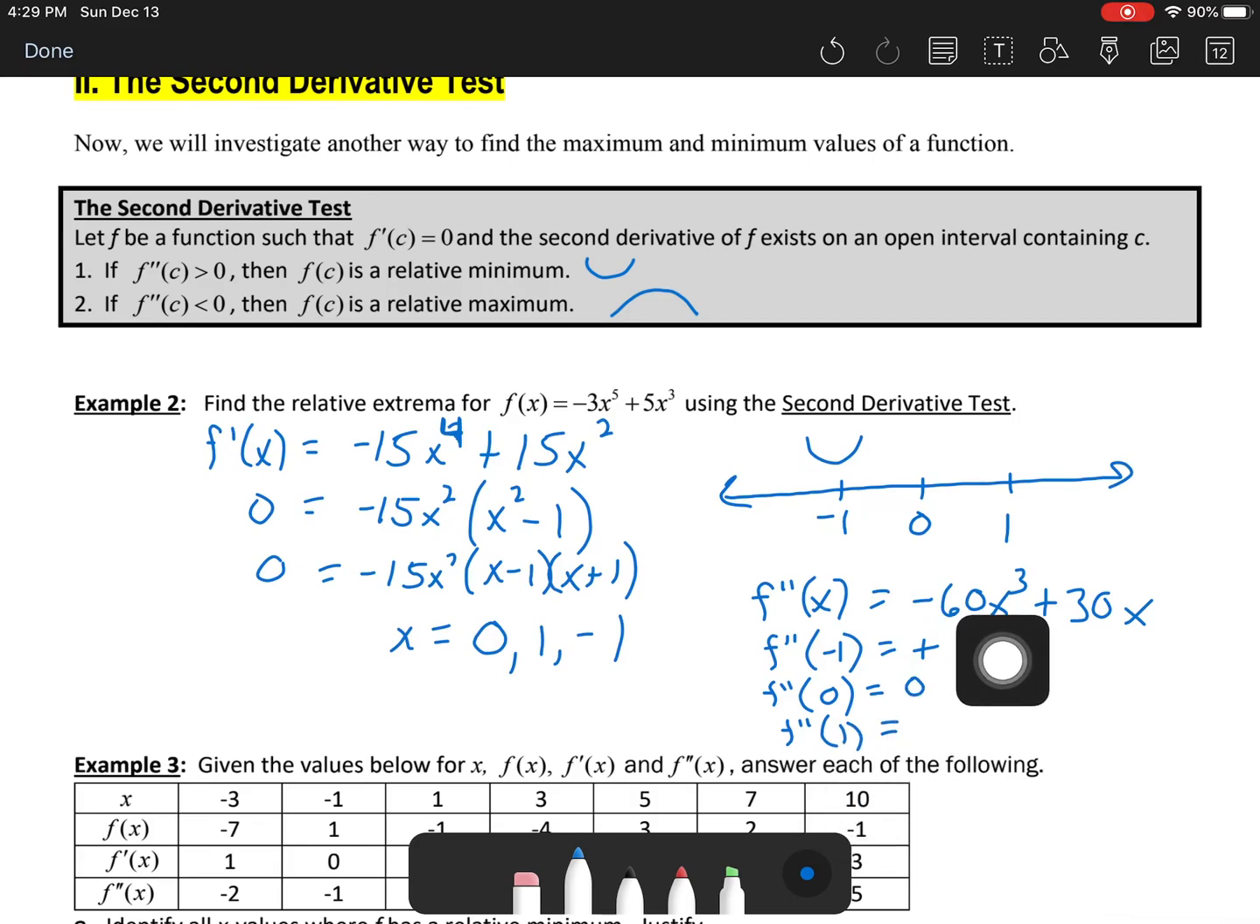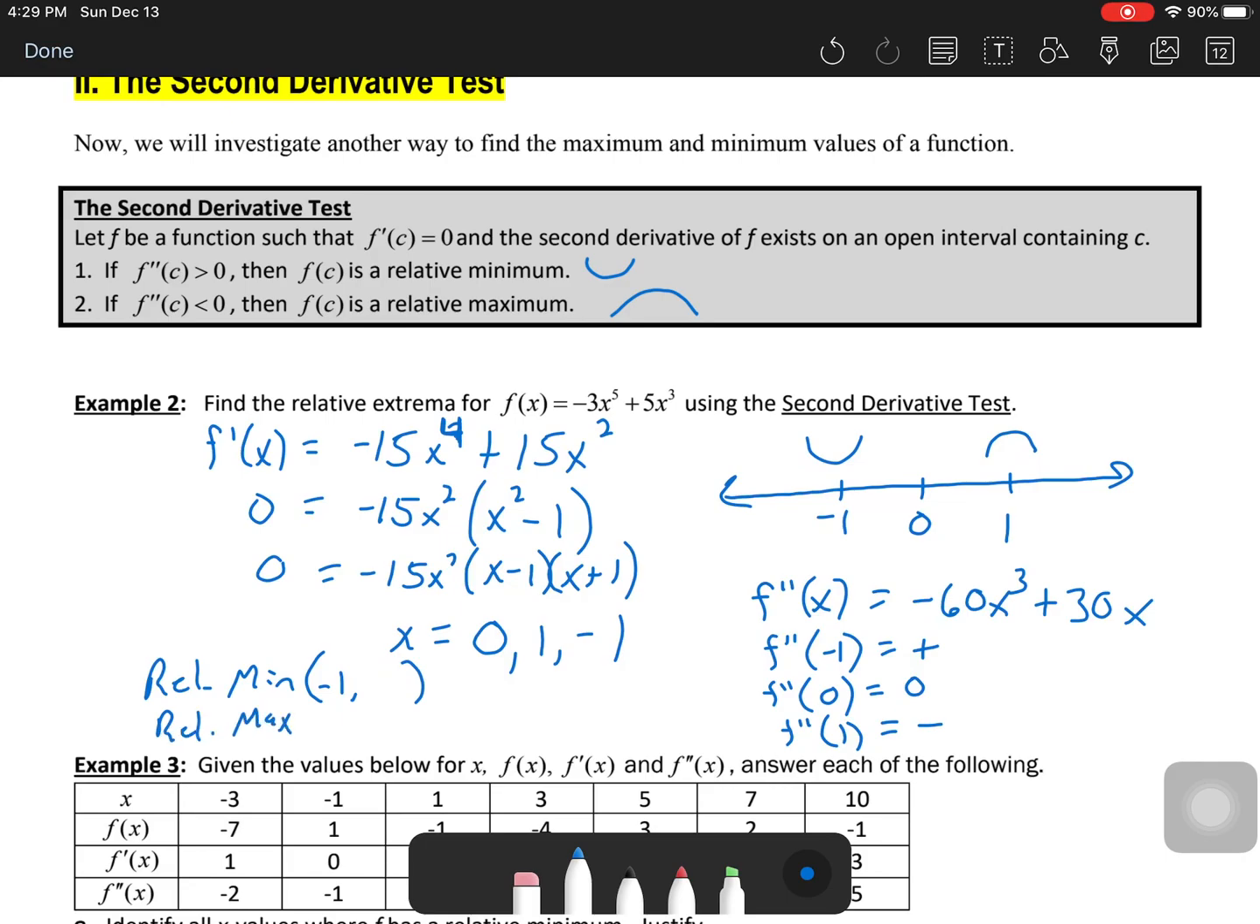Okay, and then at 1, when I put the 1 in there, that's going to be -60 plus 30. That would be negative, and so that means I'm going to be concave down right there at 1. Okay, so that means that I do have a relative min at -1, and I'll have to plug that in to get the y coordinate, and then I have a relative max at +1.